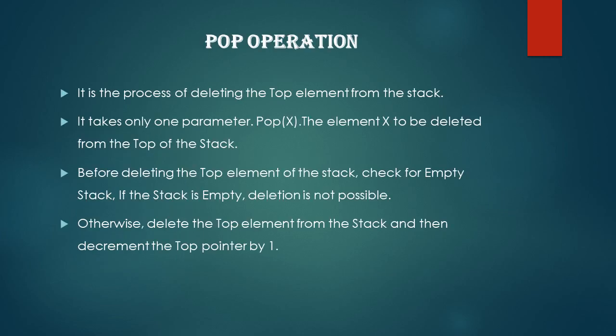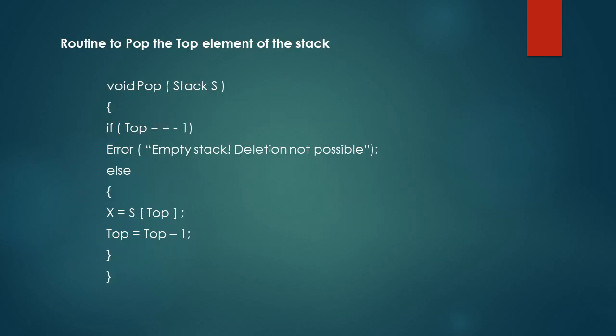Pop operation. In this process, the deletion operation is performed at the top of the stack. It takes only one parameter, that is pop(x). The element x is to be deleted from the top of the stack. Before deleting the top element of the stack, check for an empty stack. If the stack is empty, deletion is not possible. Otherwise, delete the top element from the stack and then decrement the top pointer to point to the top element of the stack.